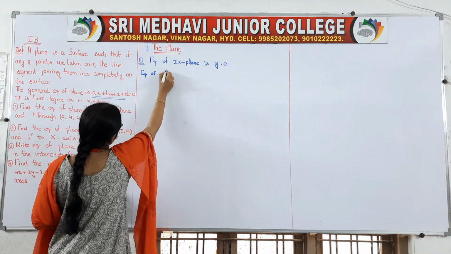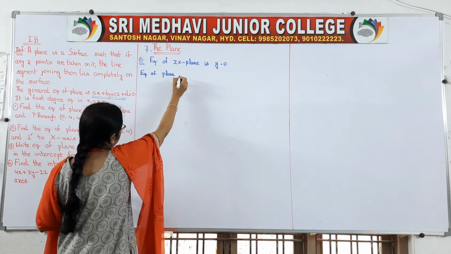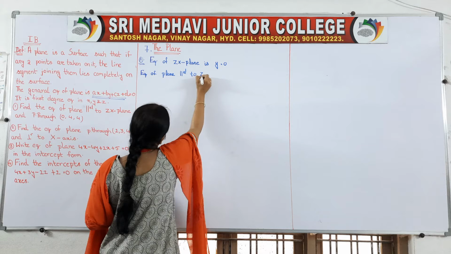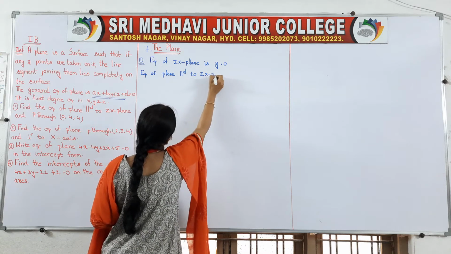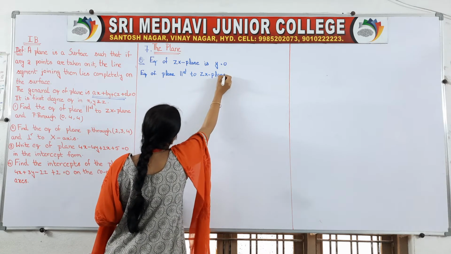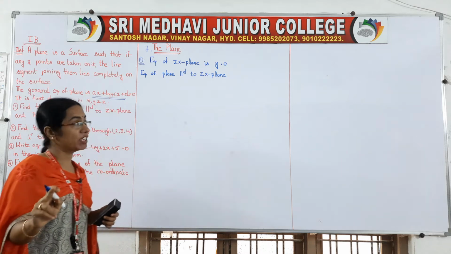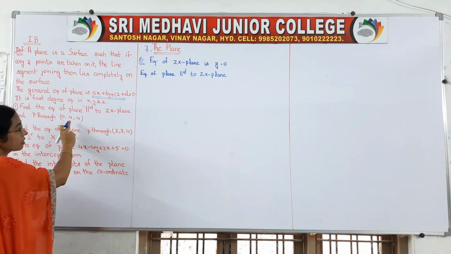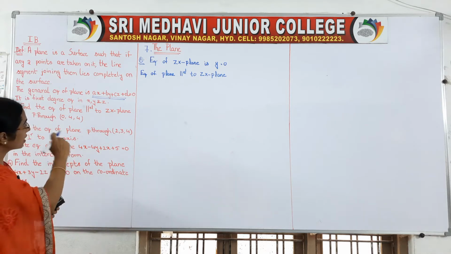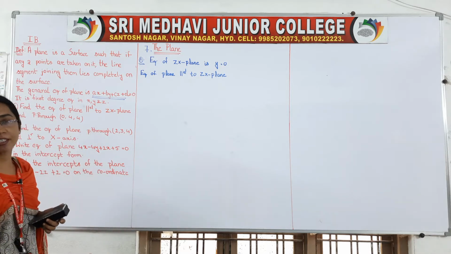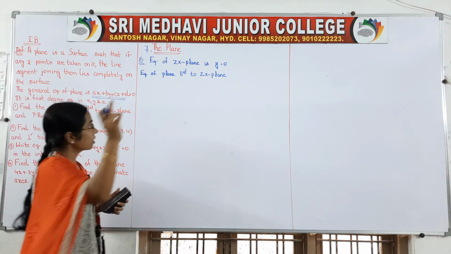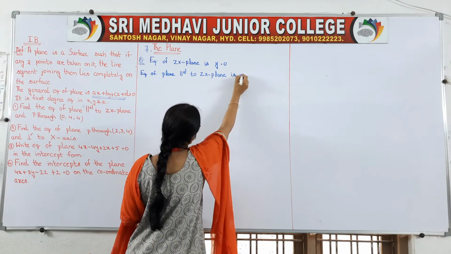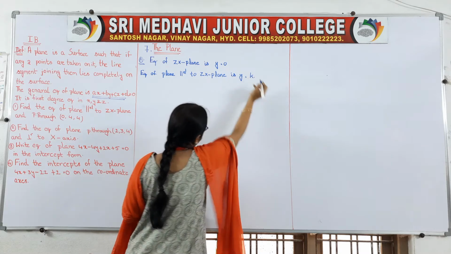So the equation of the plane parallel to this, right? Plane parallel to which plane? Zx plane. It is asked in the question, right? We have to find that plane equation which is parallel to zx and it passes through one point. By using this condition, we have to find the plane equation, right? The equation of the plane parallel to zx plane is y is equal to k, right?